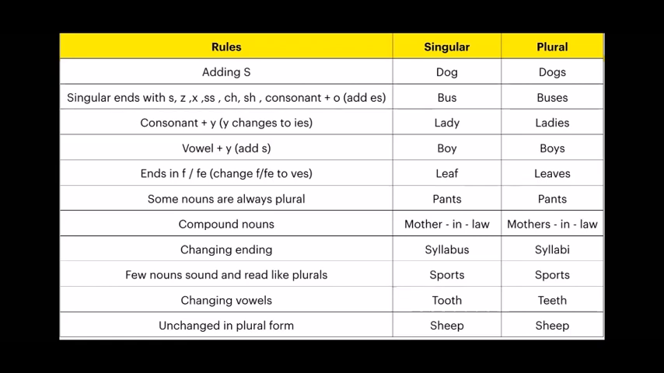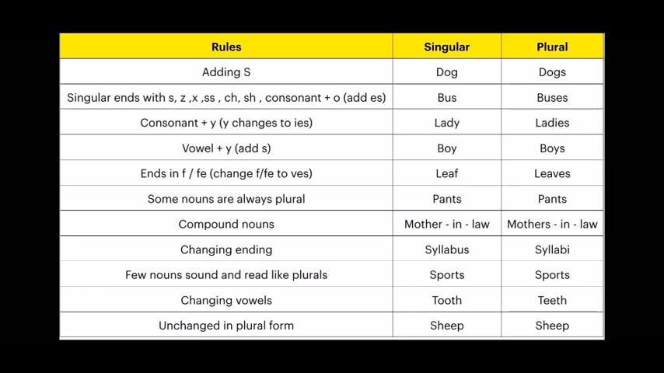Next rule, vowel plus Y. Now in this example, we have taken the example of boy. So here the last alphabet is Y and before Y we have a vowel which is O. So in this case we add S. So boy becomes boys. If the singular word ends in F or FE, we change it to VES. So we remove F or FE and we put VES. So leaf becomes leaves.